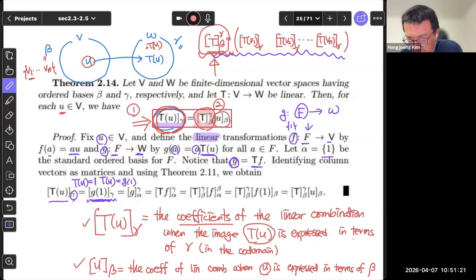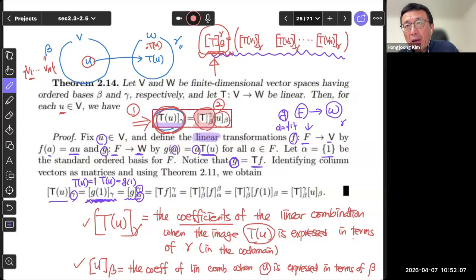So this matrix will be just representing the linear transformation G when this number 1 is the standard basis of the domain and gamma is the basis of the codomain. Do you understand what I'm saying? Please note that G is a mapping from F to W, and in the domain F, we are using alpha, which is just a set of 1 as a basis, and W is a vector space with gamma.